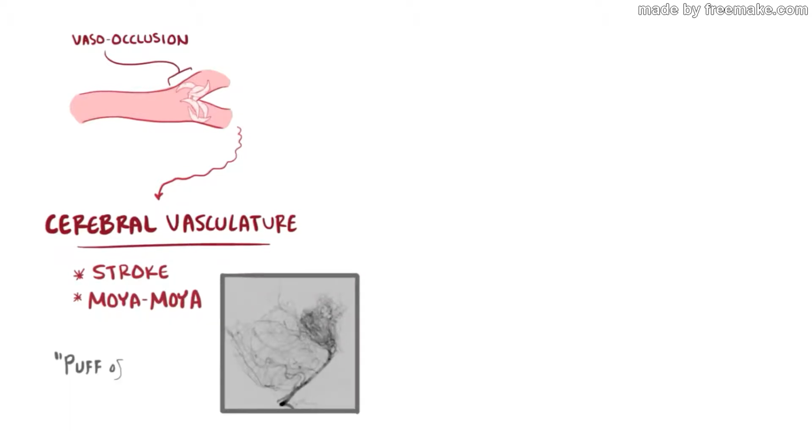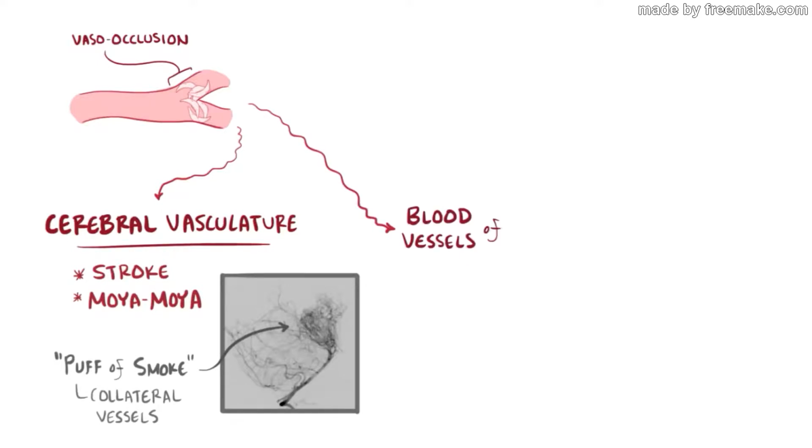Sickled red blood cells can get stuck in the cerebral vasculature, causing vessel damage resulting in strokes. Extensive sickle cell damage to the brain vessels may result in moyamoya disease, which is named for the puff of smoke collateral vessels that bypass blocked arteries. They can also get stuck in the blood vessels of the lungs, leading to acute chest syndrome.